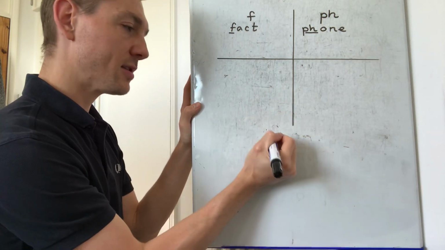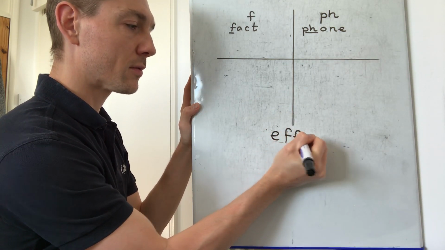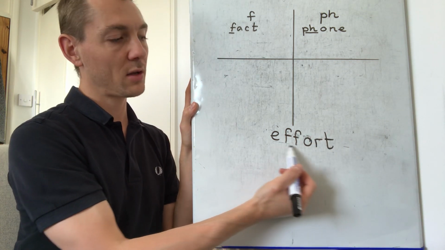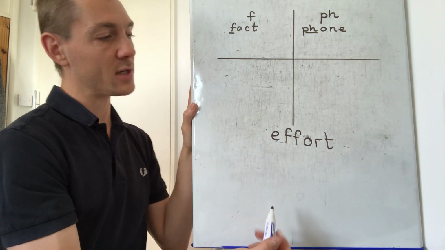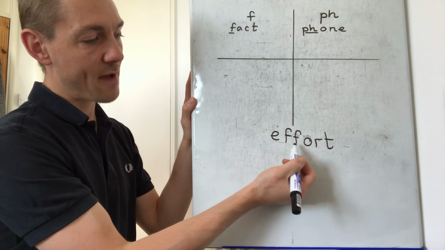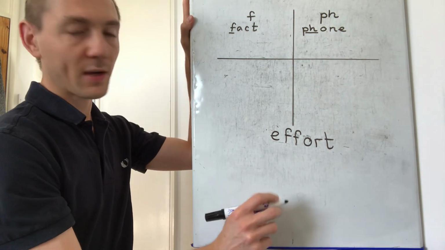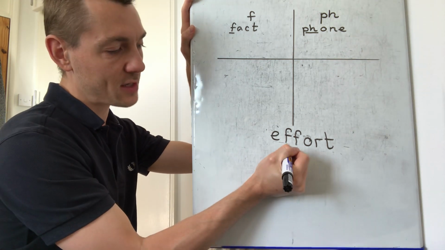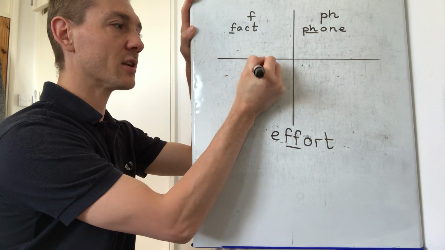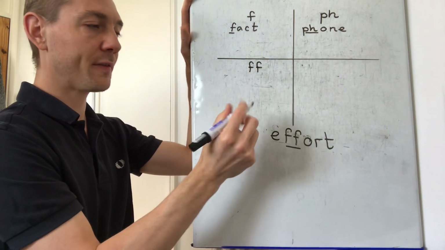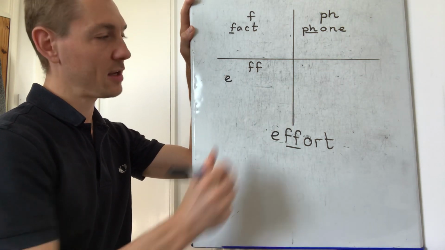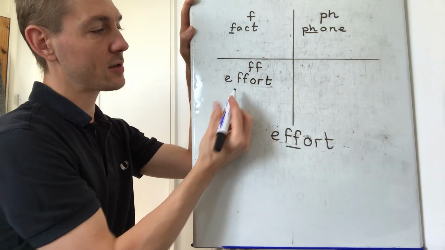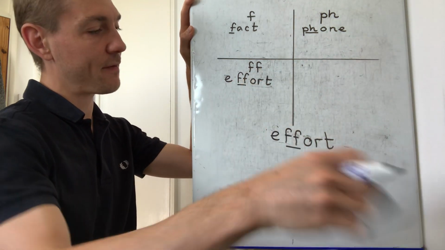Okay, the next one is, okay, 1, 2, 3, effort. Effort. Okay, pause and have a try. And we come back together, we have the double F spelling, so that's our third section. The double F spelling of f, and we say second syllable, f, or t, fort, effort.